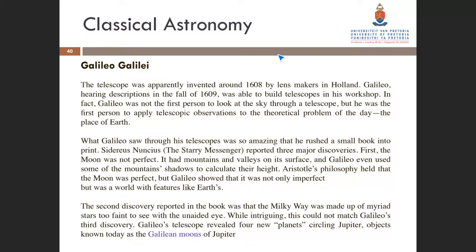The second discovery reported in the book was that the Milky Way was made up of myriad stars, too faint to see with the unaided eye. While intriguing, this could not match Galileo's third discovery. Galileo's telescope revealed 4 new planets circling Jupiter, objects known today as the Galilean moons of Jupiter.